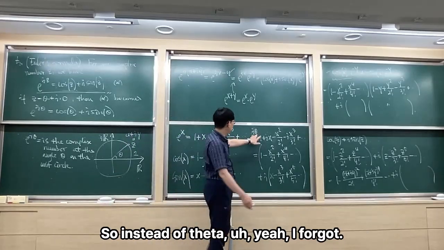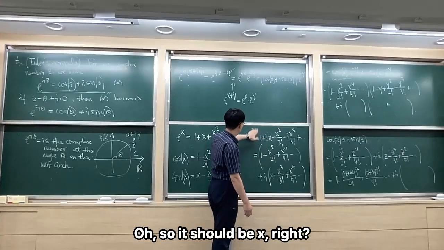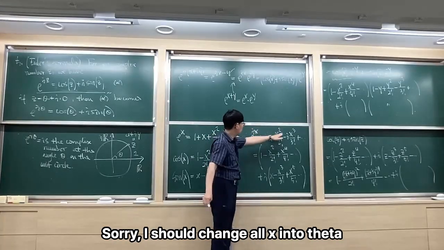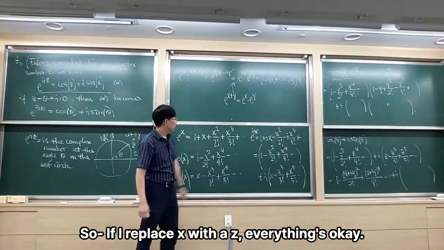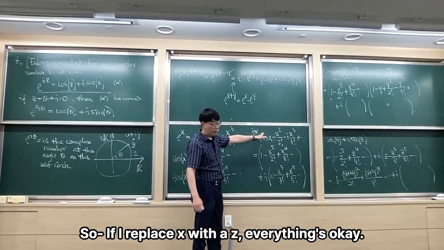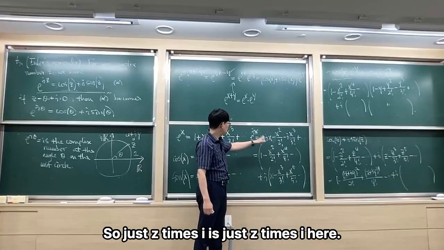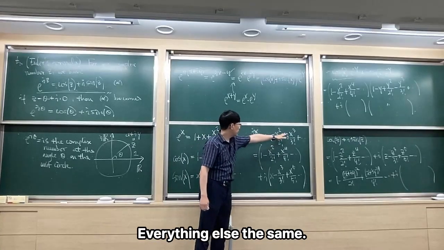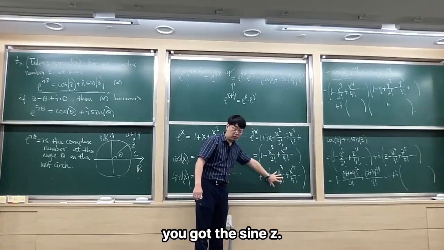So instead of theta, well, I forgot. So it should be x, right? Sorry, I should change all the x into theta, but it's going to be too much. So if I replace x with a z, everything is okay. So just z times i is just z times i here. Everything else is the same. So you got the cosine z, and this you got the sine z.